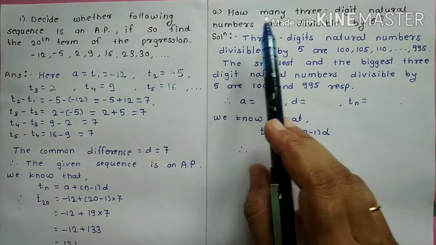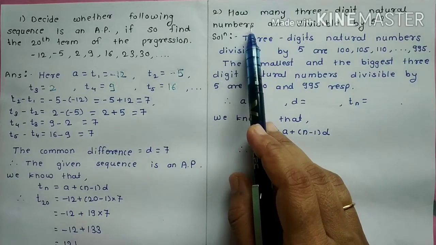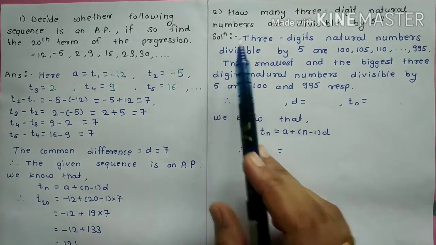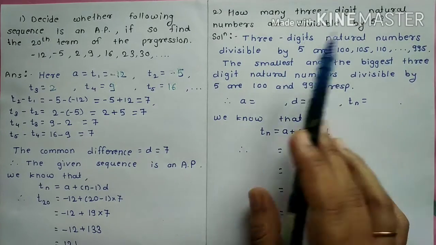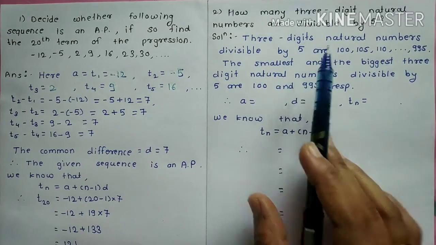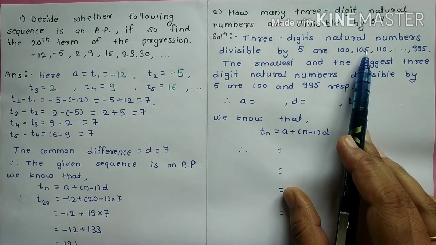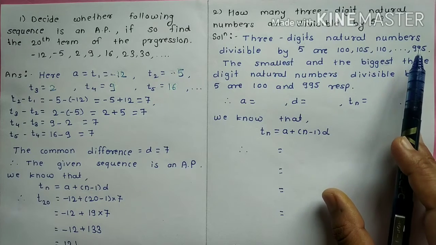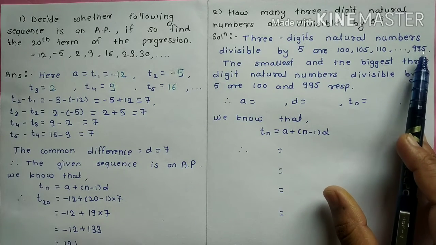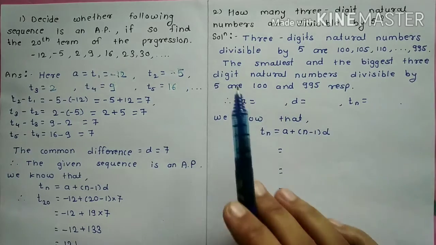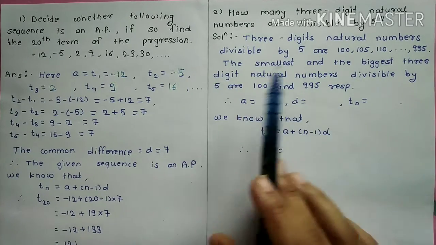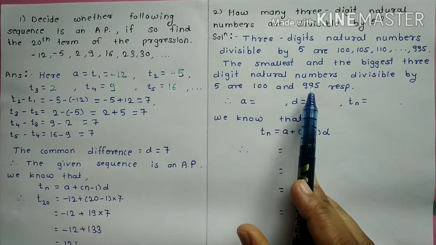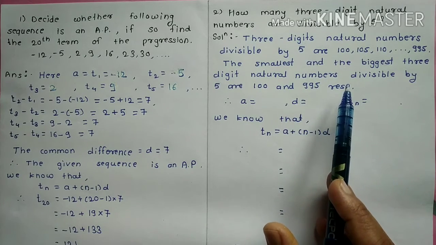The second example is: how many 3-digit natural numbers are divisible by 5? See the solution. The 3-digit natural numbers divisible by 5 are 100, 105, 110 and so on. The last 3-digit number is 995. The smallest and the biggest 3-digit natural numbers divisible by 5 are 100 and 995 respectively. Okay.